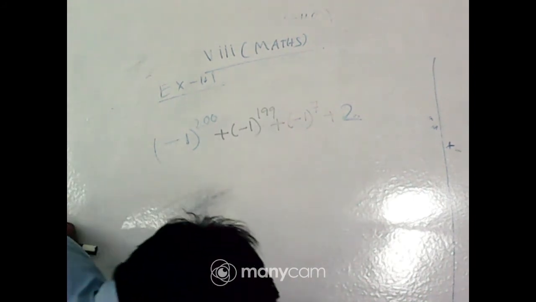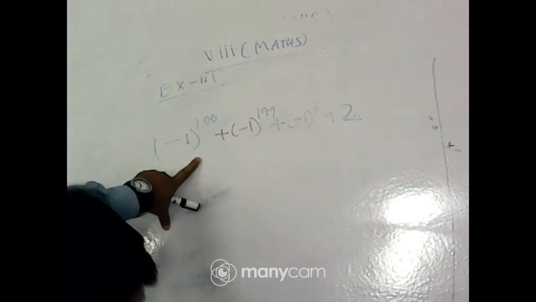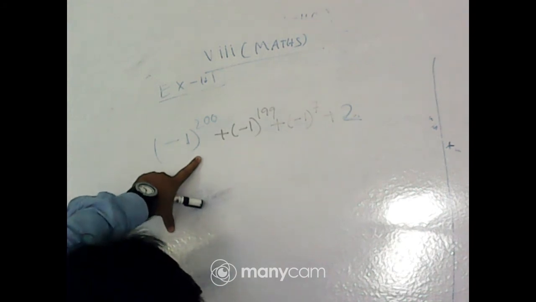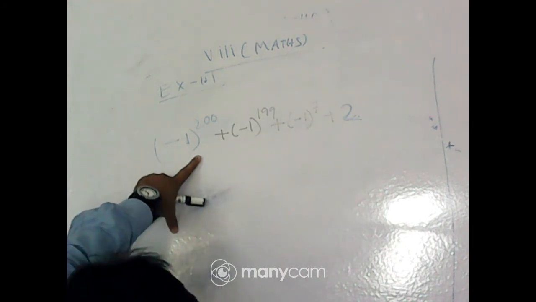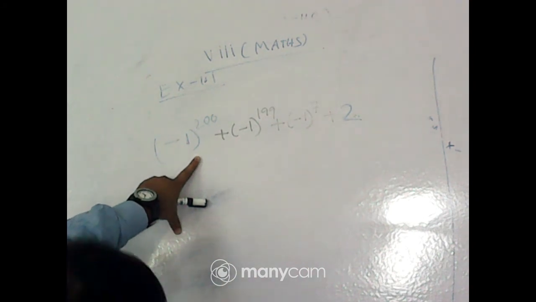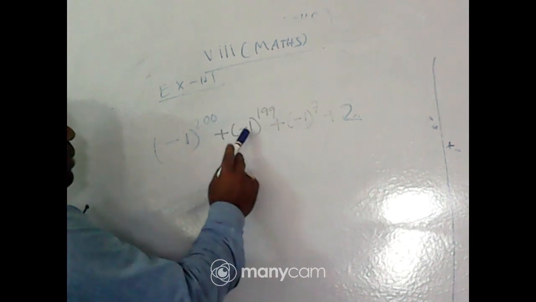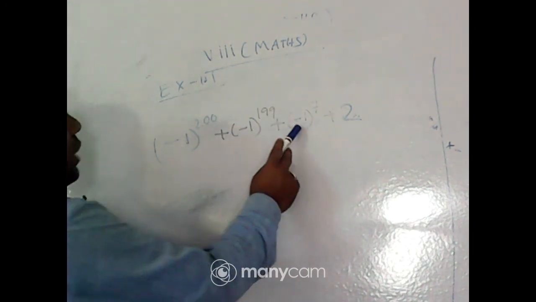Anyone have answered? Saronna, your answer? Minus 1 whole to the power 200. Tawfiq answered 1. Tawfiq, sir, repeat the question. Okay, minus 1 whole to the power 200, minus 1 whole to the power 199, minus 1 whole to the power 7 plus 2.